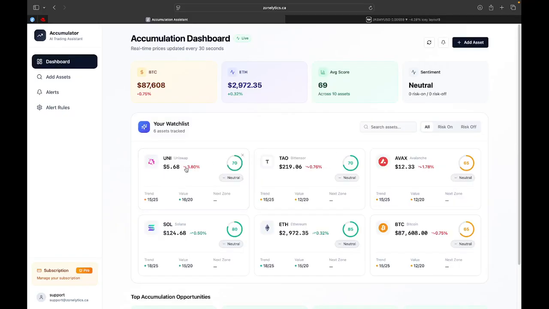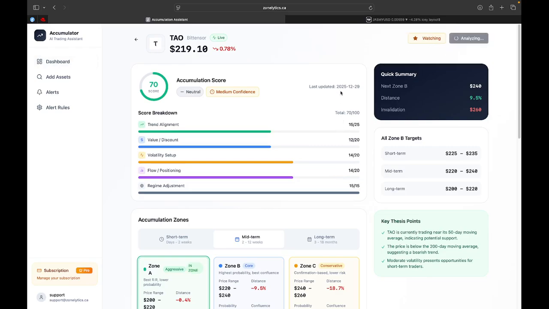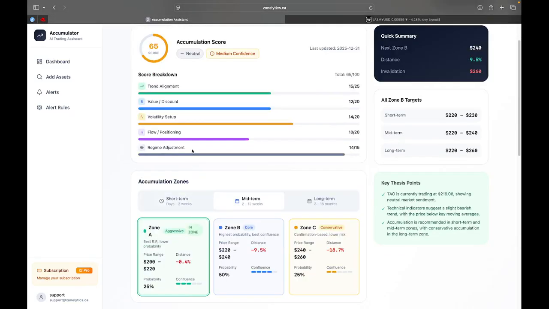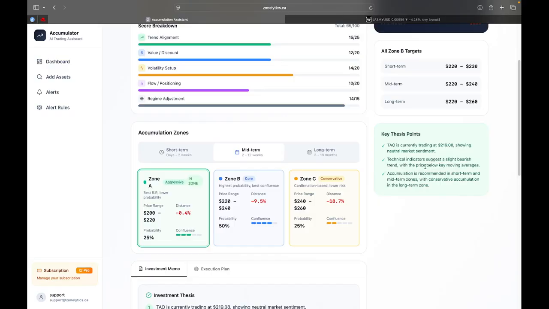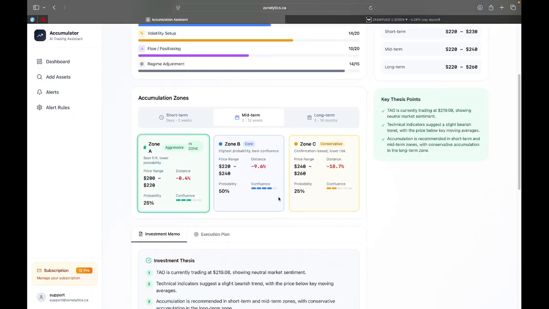Okay? Let's take a look at another one. See if we can get that reading on Tau here. Okay. So, Tau, we got a 65 accumulation score, medium confidence. Same thing, trend alignment, value discount, flow positioning. So let's see. Tau is currently trading at 219, showing neutral market sentiment. Technical indicators suggest a slight bearish trend with the price below key moving averages. Accumulation is recommended in short-term and mid-term zones with conservative accumulation in long-term.